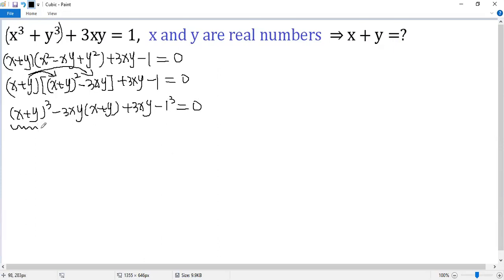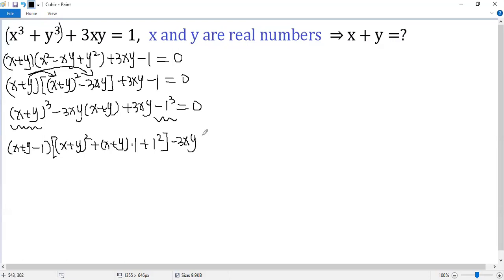Now we group this term and this term and use the difference of cubes formula. So we get x plus y, which is a, minus b, which is 1, times a squared, so (x plus y) squared, plus ab, so (x plus y) times 1, plus b squared, so 1 squared. For the other two terms, take the common factor negative 3xy out. So for the first term, we get x plus y. For the second term, we get negative 1, equals 0.